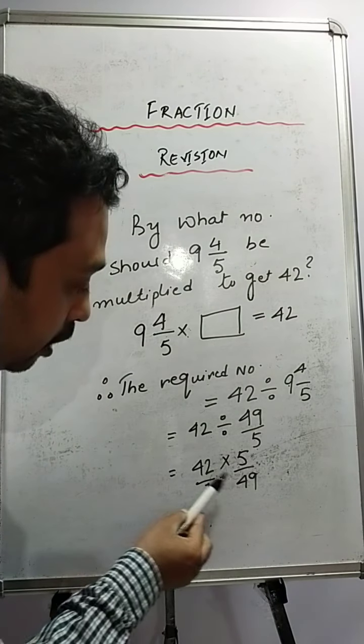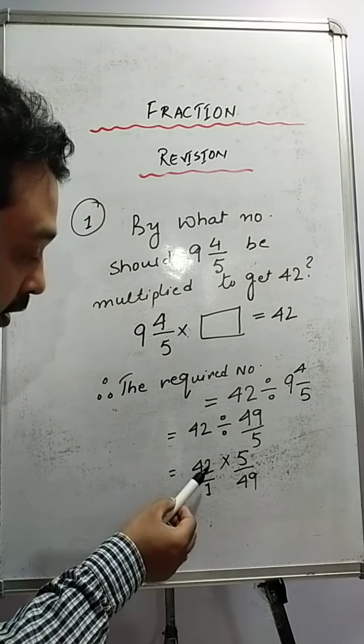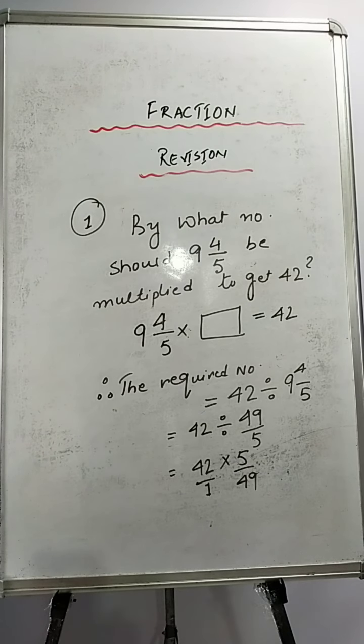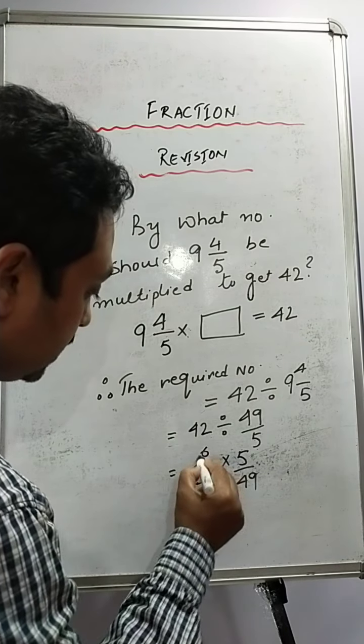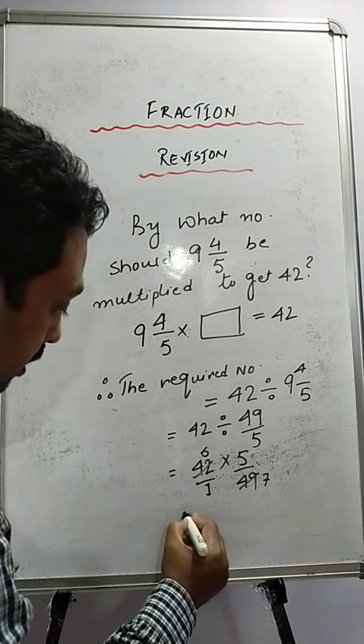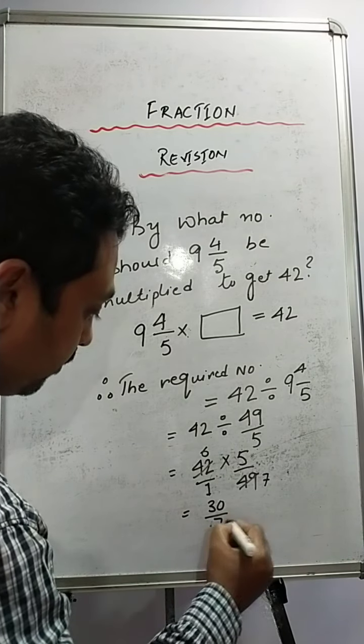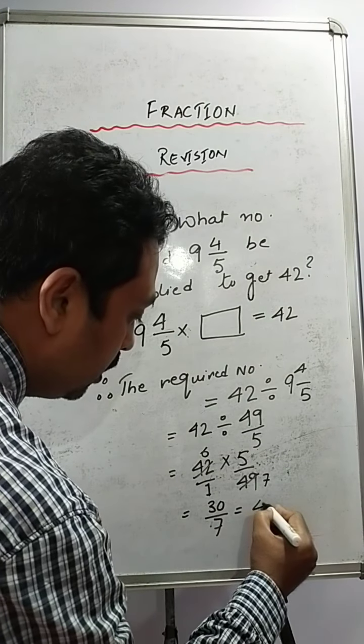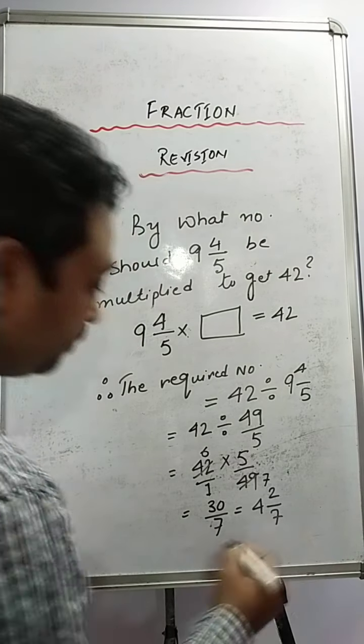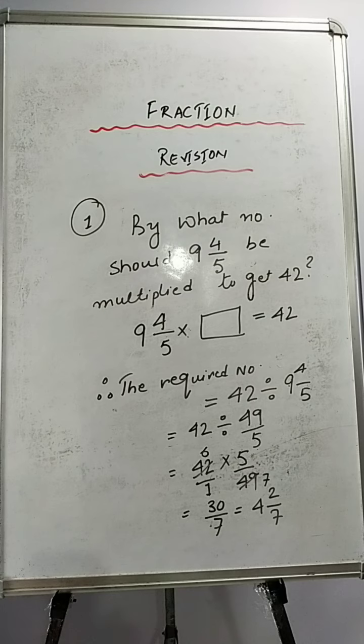As we closely observe this 42 and 49, these two numbers can be reduced by 7. So 7 6 are 42, 7 7 are 49. So 6 5 are 30 and 1 7 are 7. So the required answer would be 30 upon 7, that is 4 2 upon 7. Okay students, so this is the solution of the first sum. Now let's move on to the second sum.